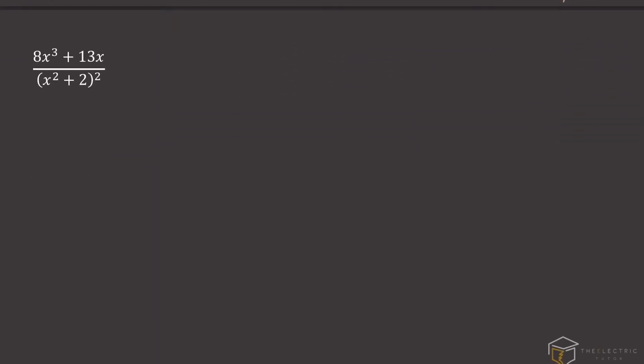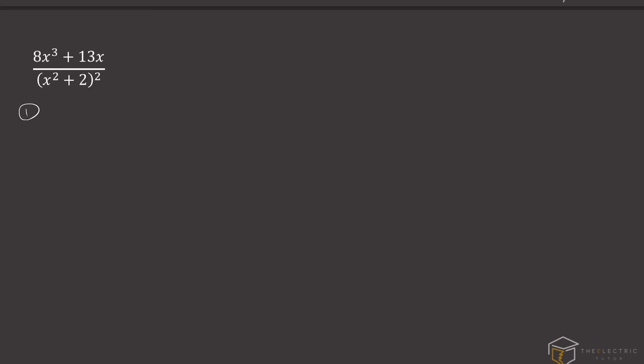Alright, moving on with our partial fraction expansions, we have this problem, and our mission is to expand it into 2 smaller fractions. So let's do that. As I said in the previous examples, there's 3 steps I always want to do. Step 1 is to verify whether the expression is proper or improper.